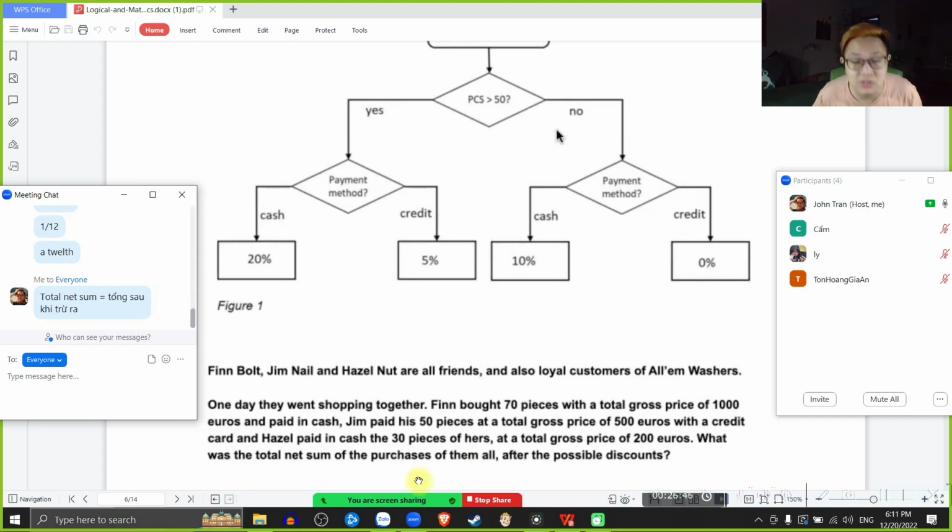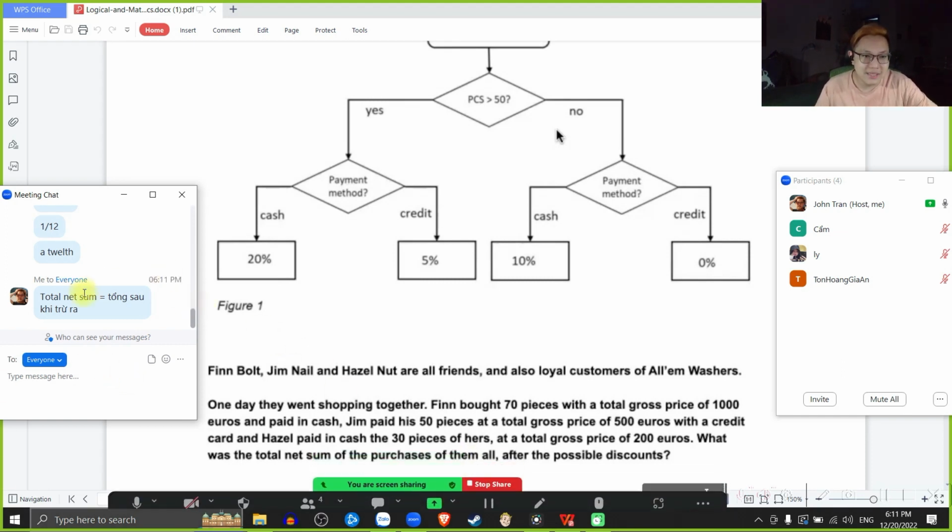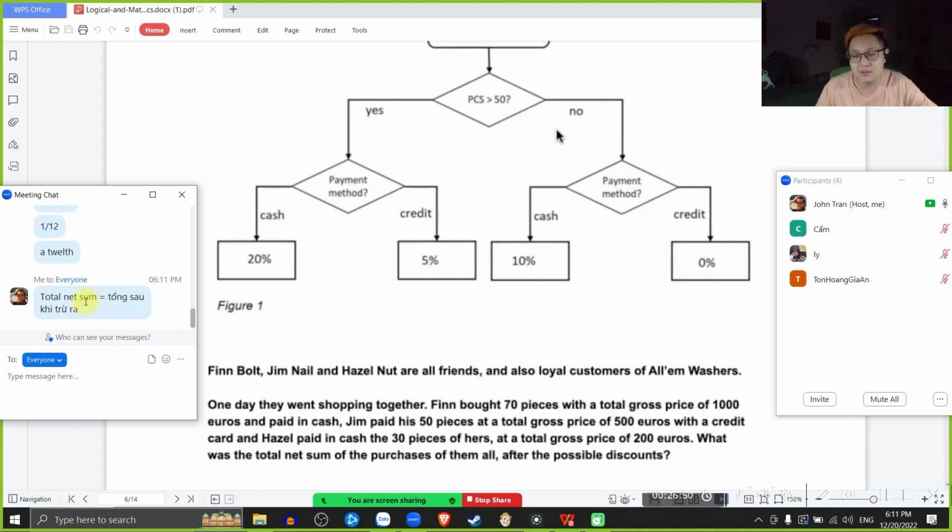Okay, total net sum. So sum is also like you combine, but total here means like you combine all three people. Cái total cuối cùng này có nghĩa là mình phải combine cả ba người lại với nhau sau khi giảm giá. Okay, let's do it now.